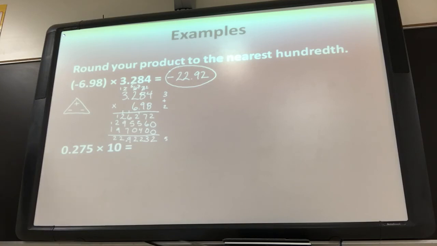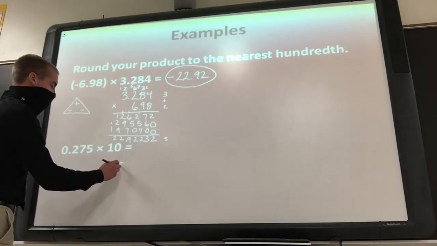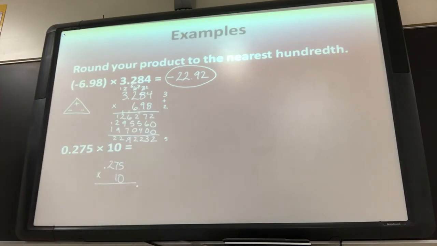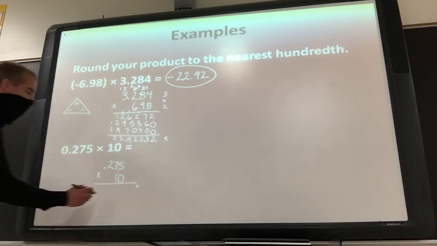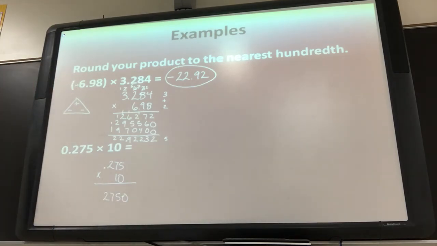Alright, for the first one that you all did, 0.275 times 10. Whenever you multiply that out and get your answer, are the numbers changing in this 0.275? As far as you still have a 2, 7, and 5 in that order? You should, right? You should get 2750. Where's the decimal point going to go?